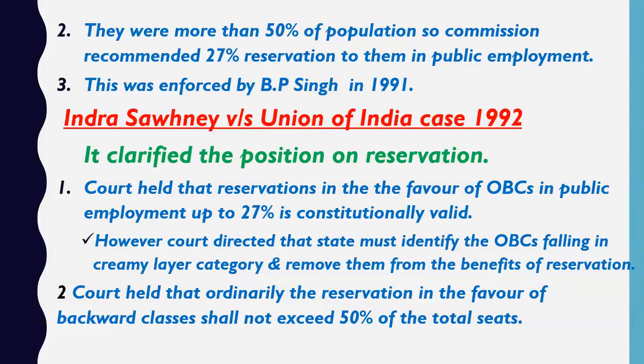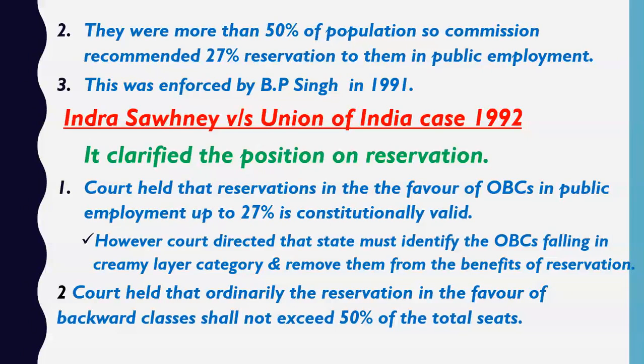Now DSP is a government job. Suppose there are 100 vacancies. So the court was saying that if there are 100 vacancies, then the number of reserved seats must be less than or equal to 50. So if there are 100 vacancies, the number of reserved seats in favor of backward classes should be less than or equal to 50.